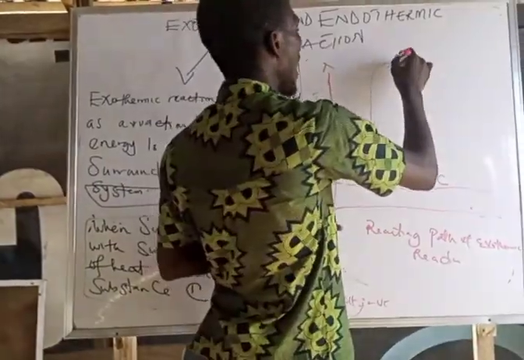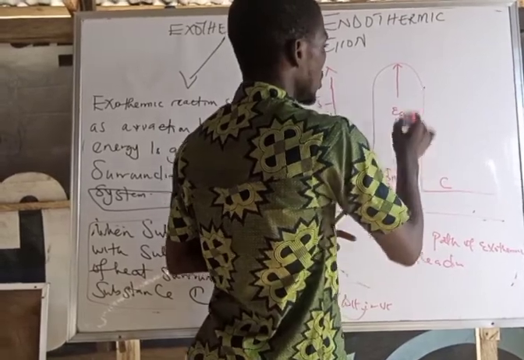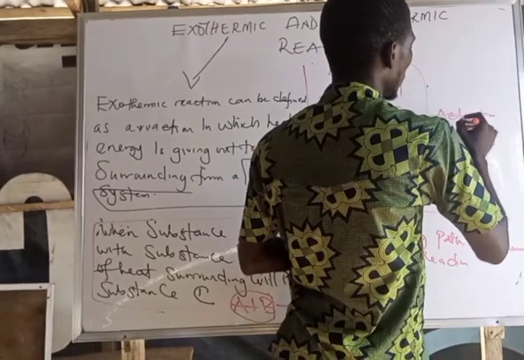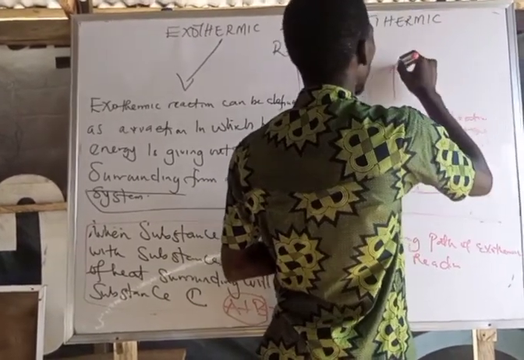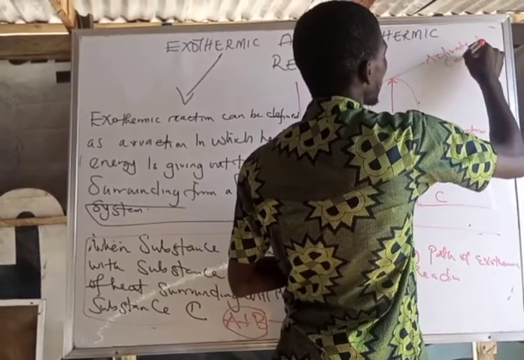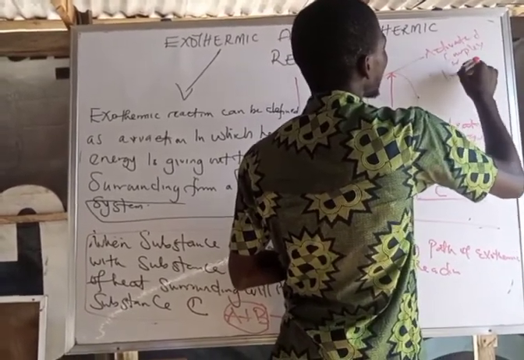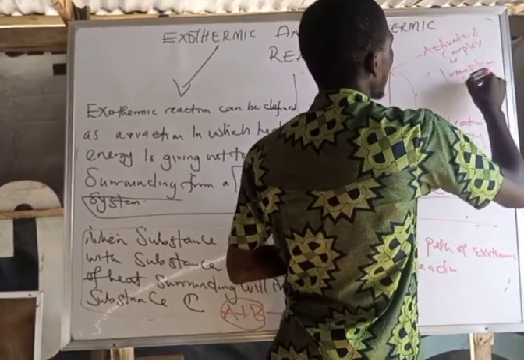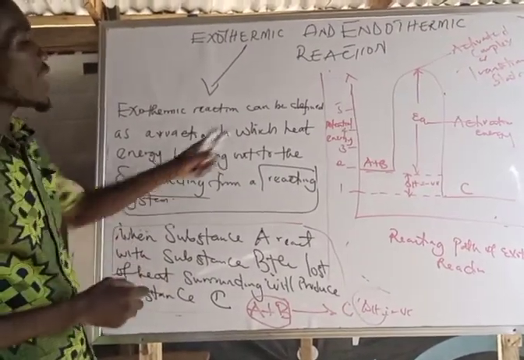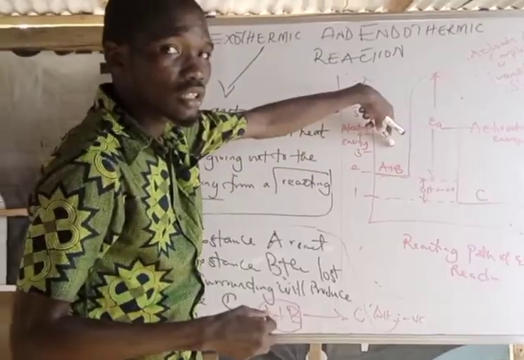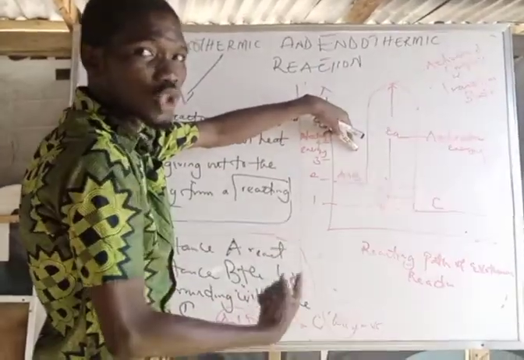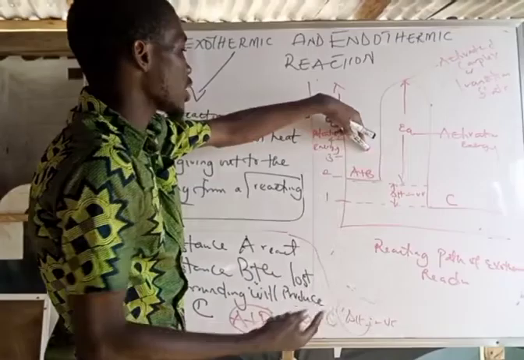So while at this place we have this arrow, this is called activation energy. Why is this particular place called the activated complex or transition state? Now, when a substance A reacts with substance B, the heat energy lost to the surrounding will produce a reacting substance, which is what?